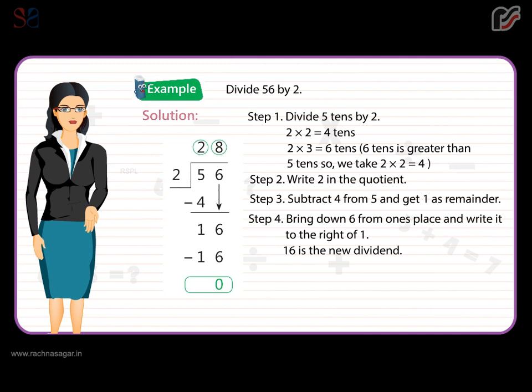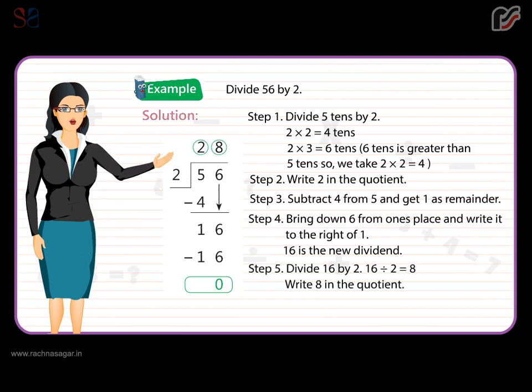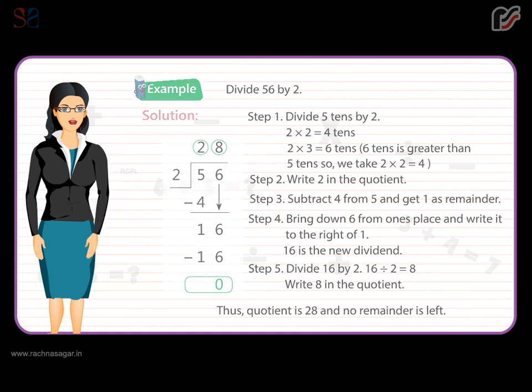Step 4. Bring down 6 from ones place and write it to the right of 1. 16 is the new dividend. Step 5. Divide 16 by 2. 16 divided by 2 is equal to 8. Write 8 in the quotient. Thus, quotient is 28 and no remainder is left.